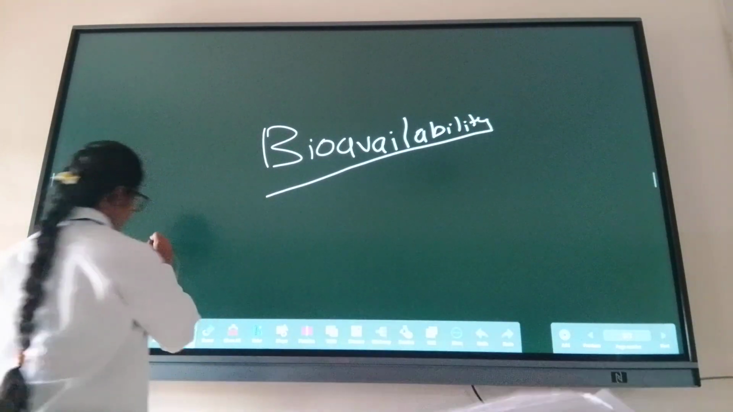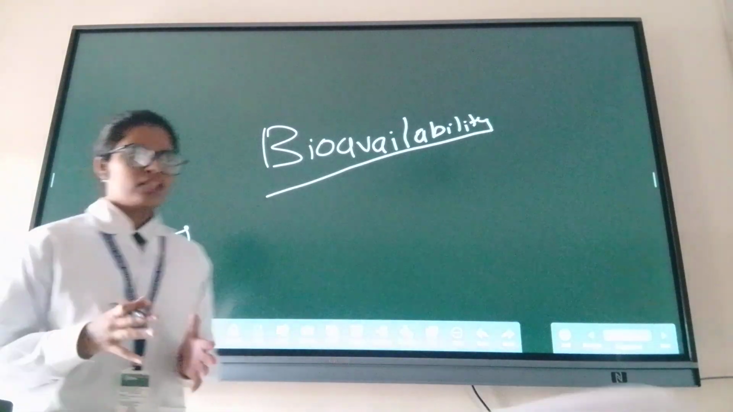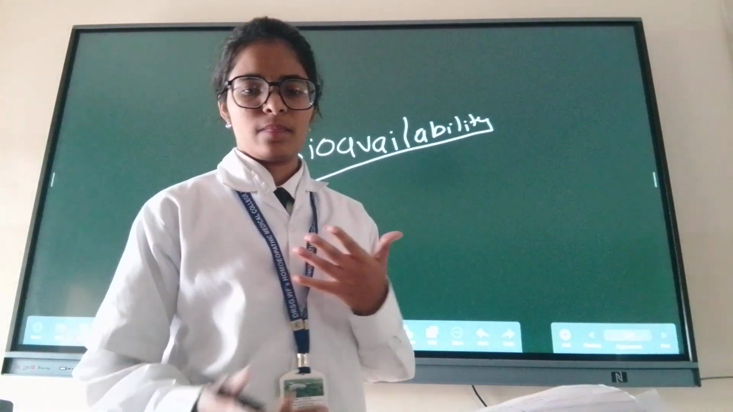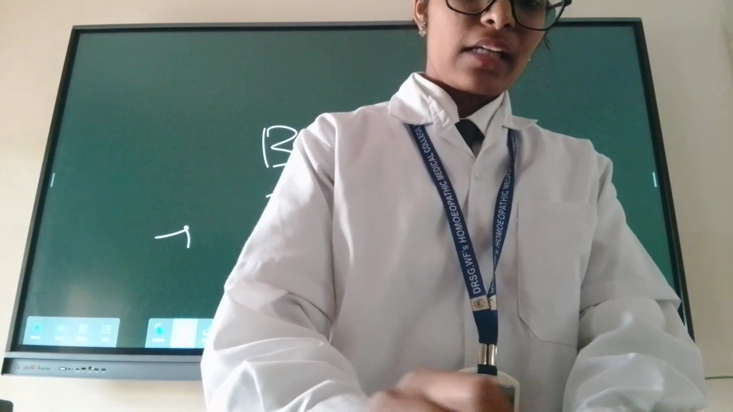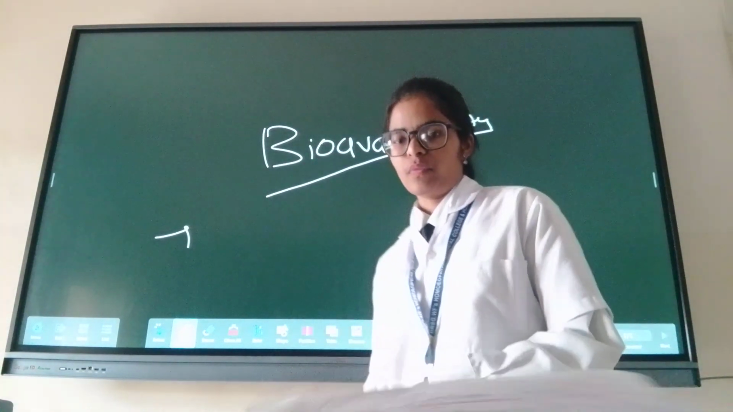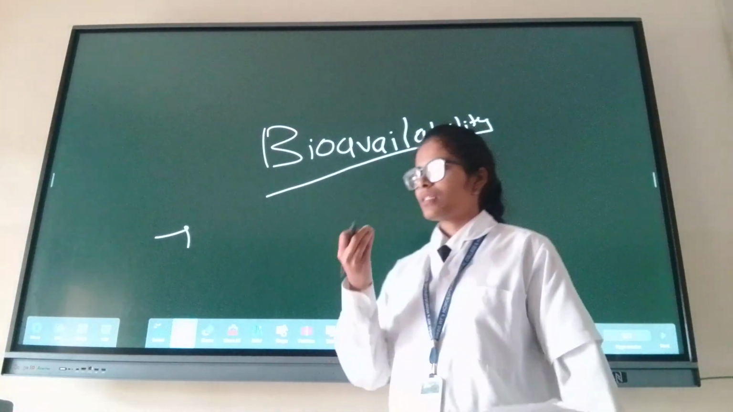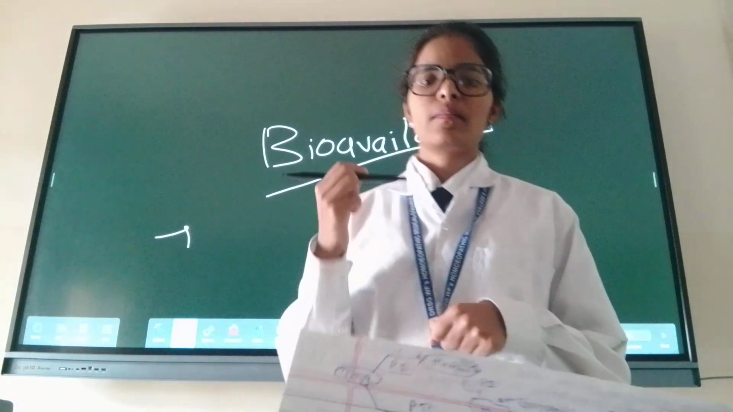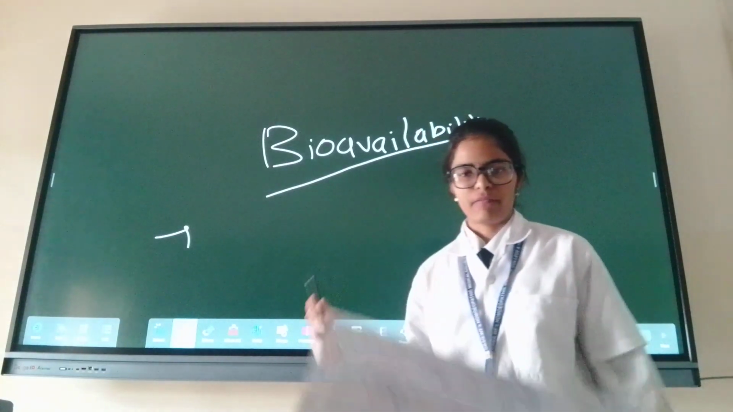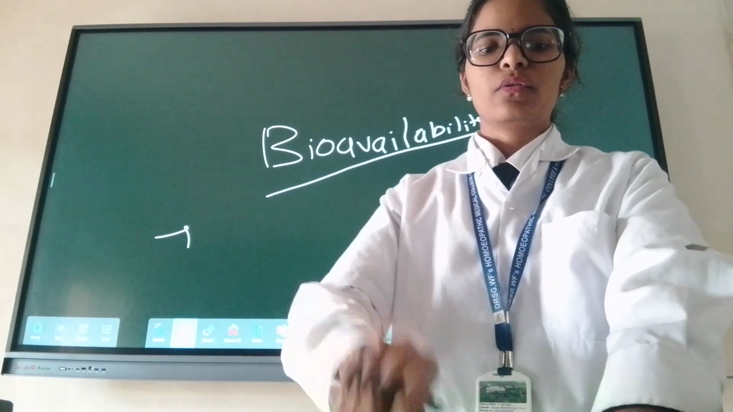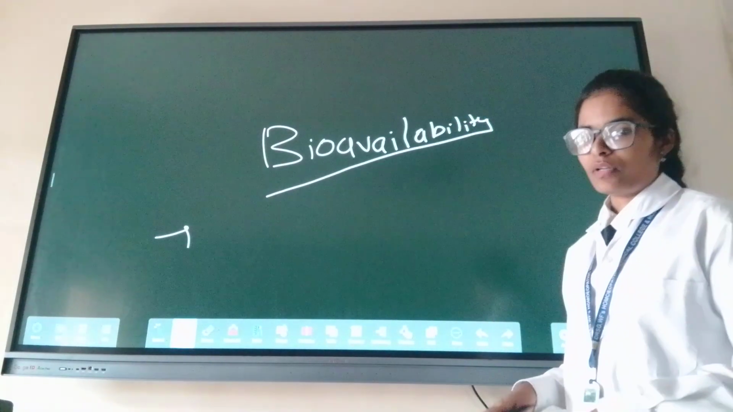Bioavailability. The definition is the fraction of the drug which goes into the systemic circulation. It is the fraction of the dose of drug that reaches the systemic circulation in unchanged form. When we administer the drug by the parenteral route, it is 100% absorbed, so there is 100% bioavailability in the parenteral route. But in the oral route, it passes through first pass metabolism.